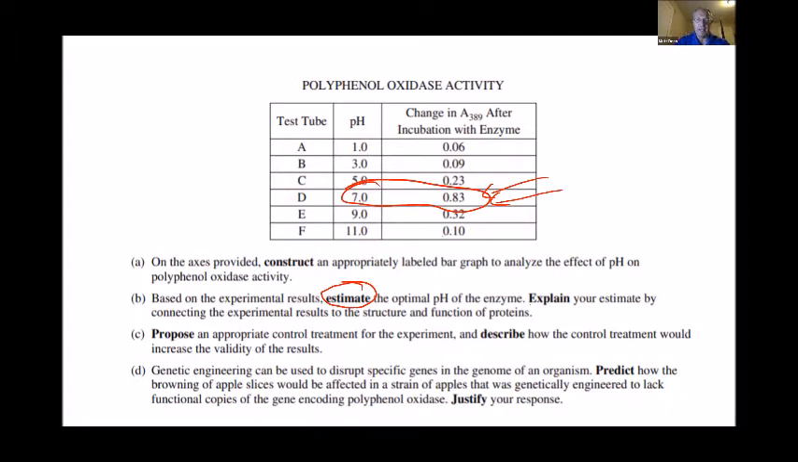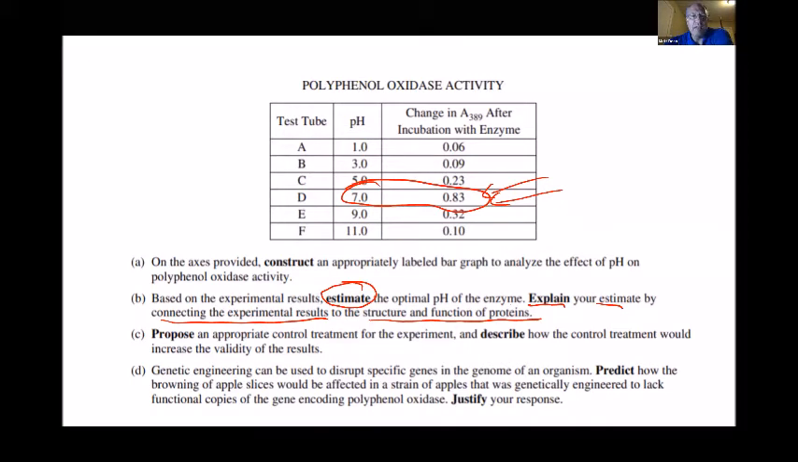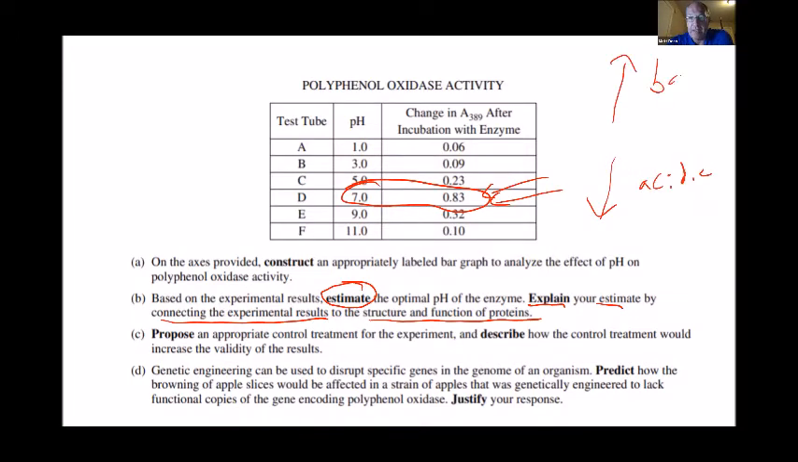Next, explain your estimate by connecting the experimental results to the structure and function of enzymes. So what I would say here is that each enzyme has a pH that it works best at. If the pH goes down and becomes more acidic, or if the pH goes up and becomes more basic, let's say your optimal pH is right in here.